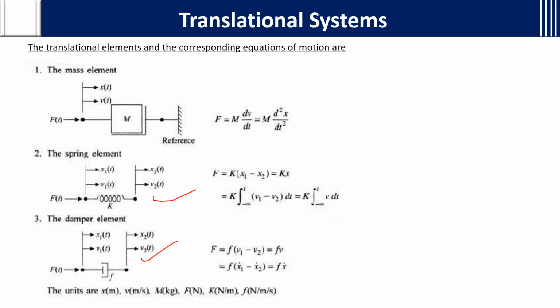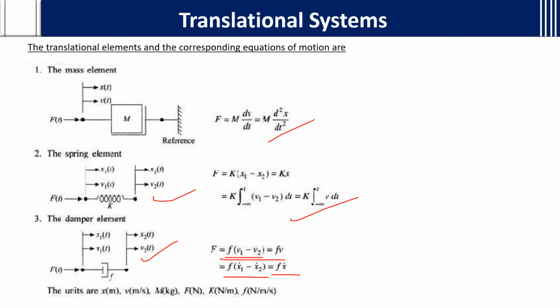What will we write? F is equal to f into v1 minus v2, which is equal to fv. Here, initially we write for displacement, f into x1 minus x2, that is equal to fx. Then we can write for the velocity, f into v1 minus v2, that is equal to v. Here we are writing in terms of both velocity terms and displacement terms. We are representing it in this equation.